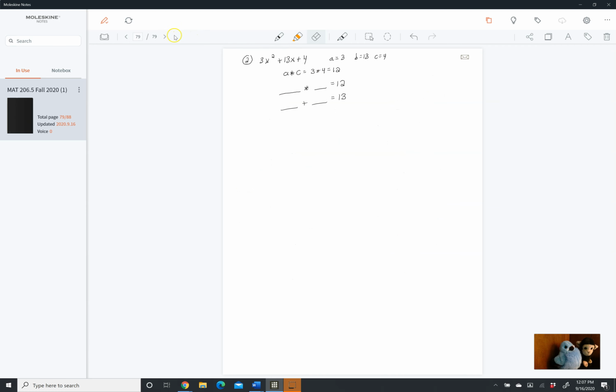So we're going to look at the factors of 12. And again, you don't have to always write these. Factors of 12 are 1 and 12, 2 and 6, and 3 and 4. 2 and 6 and 3 and 4 don't give you 13, but 1 and 12 does. Now our C is positive, so both signs have to be the same here because A times C is positive. Now B is positive, that tells us what sign it is. So it's positive 1 and positive 12.